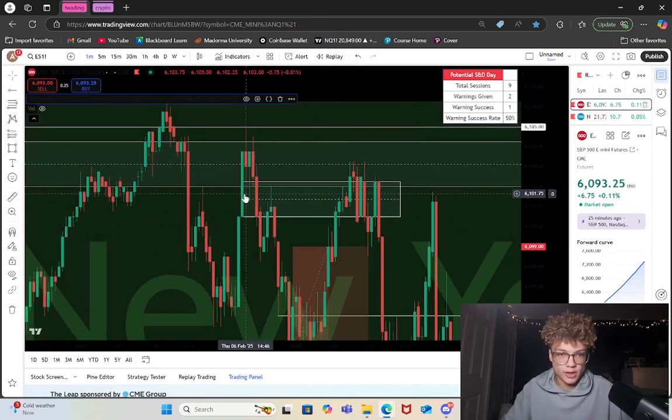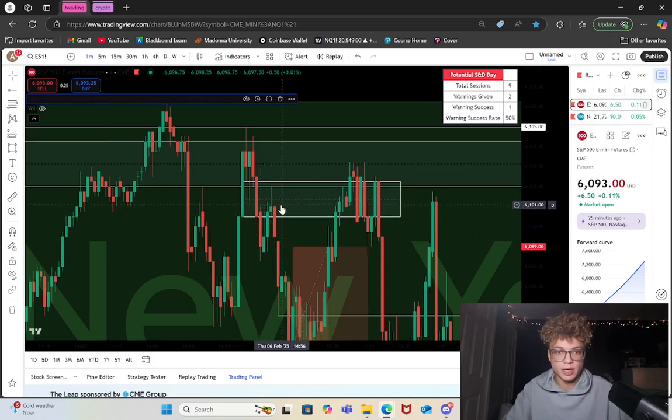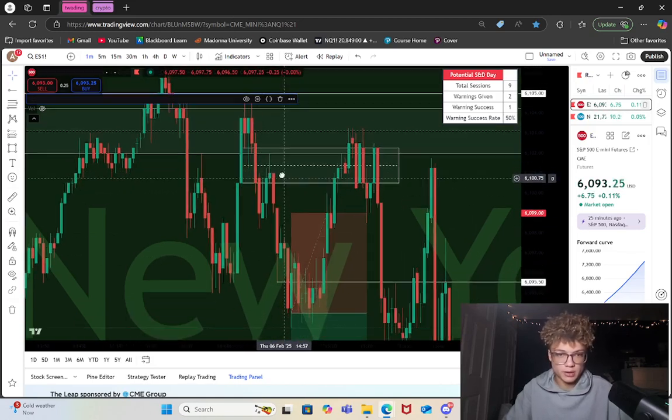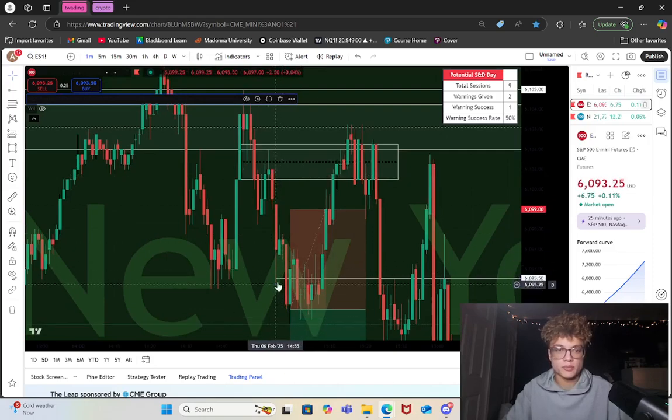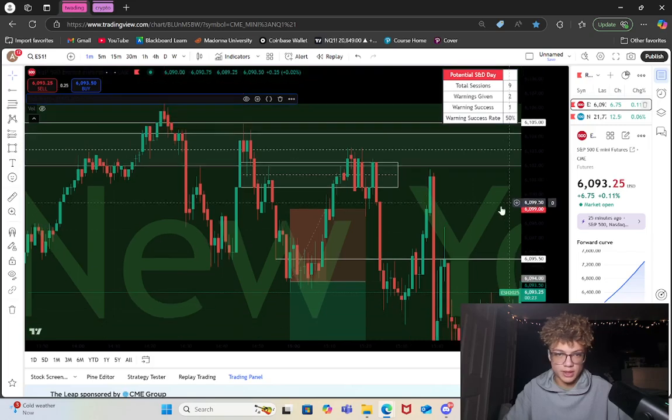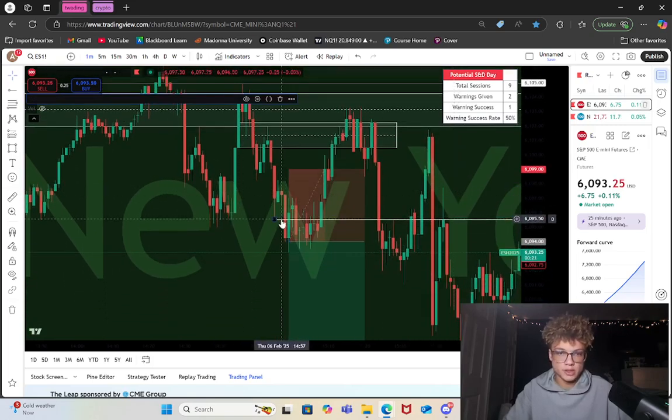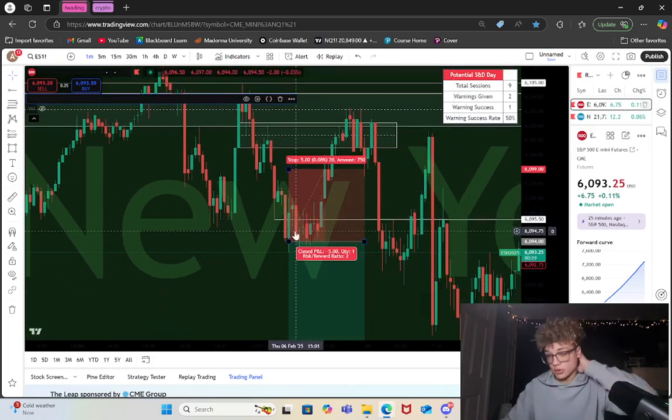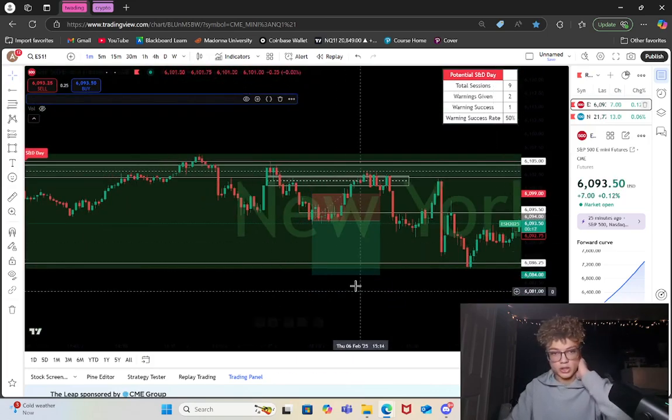We have this fair value gap right here. We got a complete closure below. I waited for a retracement back up into it, and then we got this final move down. After we got this final move down, we got this low formed, and we had a ton of bearish momentum. We got this candle closure below here, so that's where I entered short, targeting London session lows.